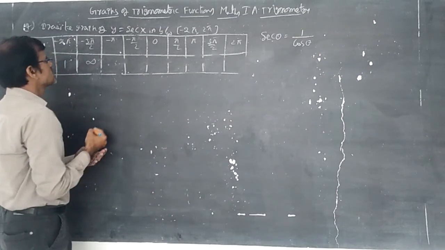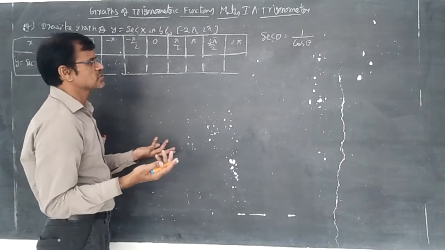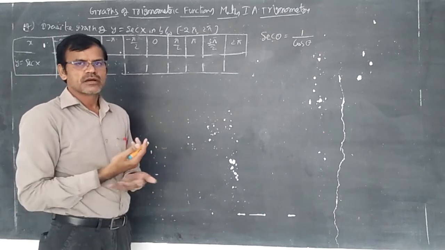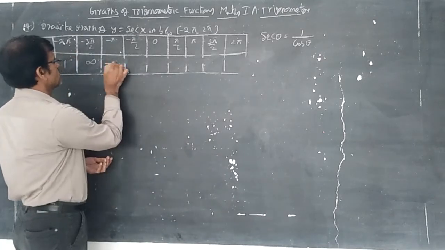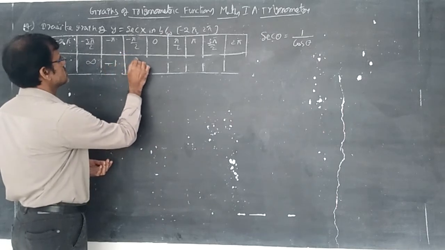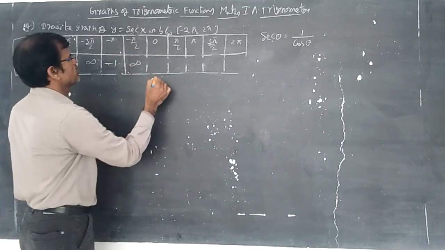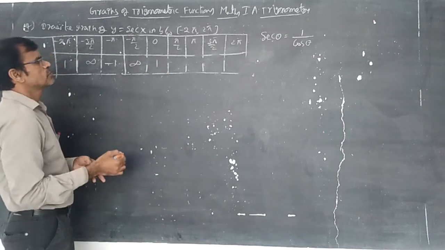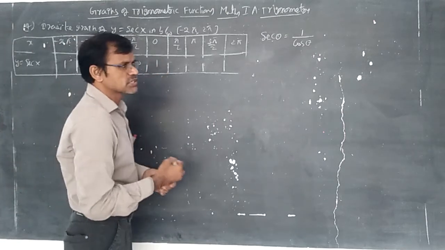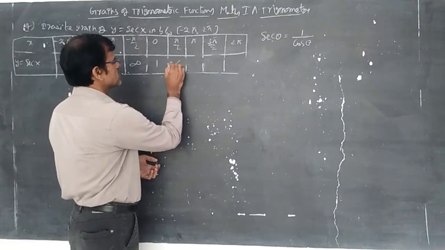And secant of minus pi means 1 by cos pi. Cos pi we got the value minus 1. So here 1 by minus 1 is minus 1. Secant 0 means 1 by cos 0, so it is 1. Secant pi by 2 is 1 by cos pi by 2. Cos pi by 2 is 0, so 1 by 0 becomes infinity.